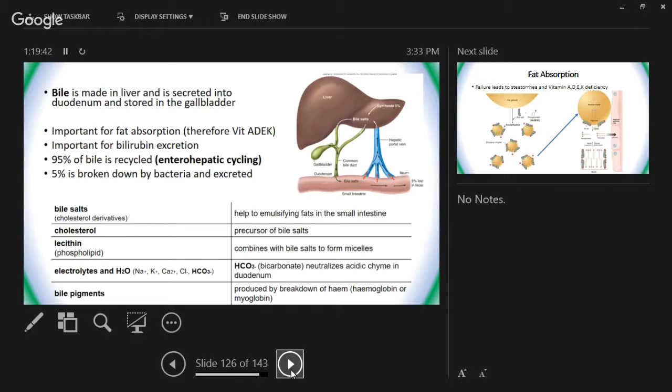Enterohepatic cycling just means bile is secreted from the liver, goes down the bile ducts into the intestines, and then 95% of that is reabsorbed back into the liver, so it's kind of recycled, and 5% is broken down and excreted. Nice one.